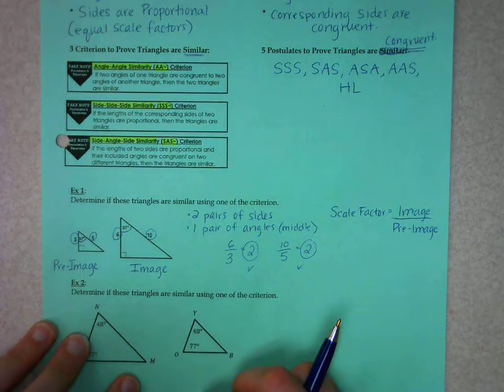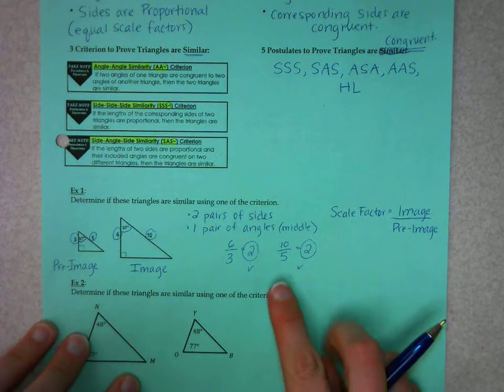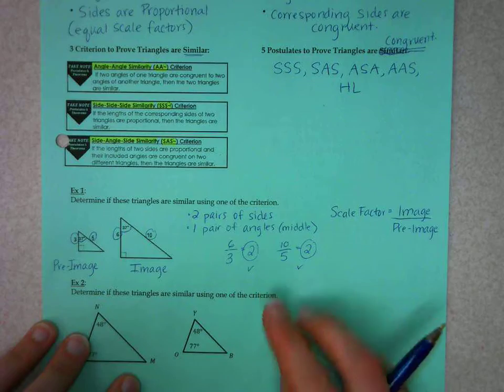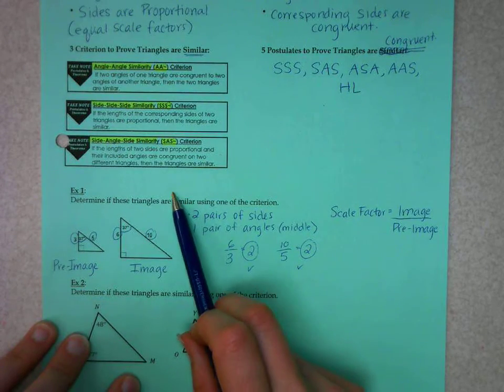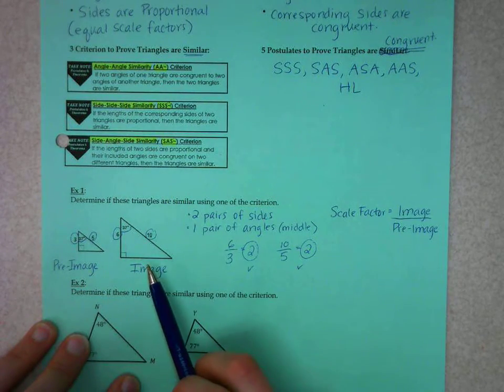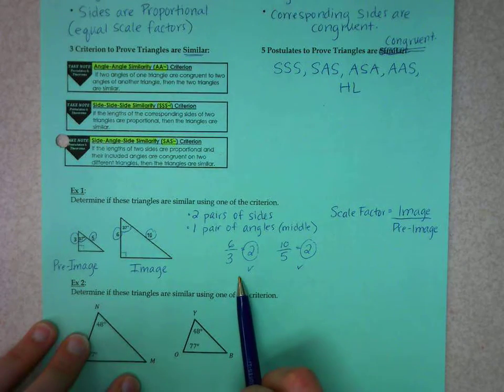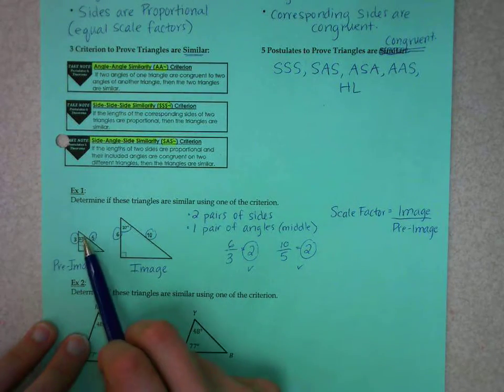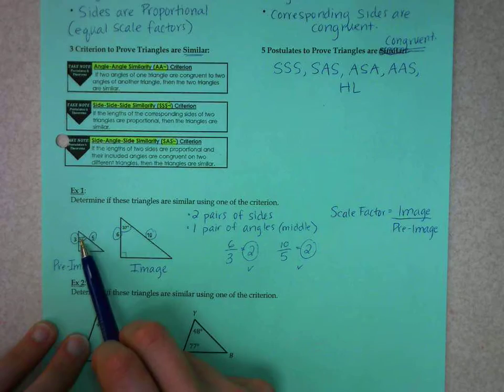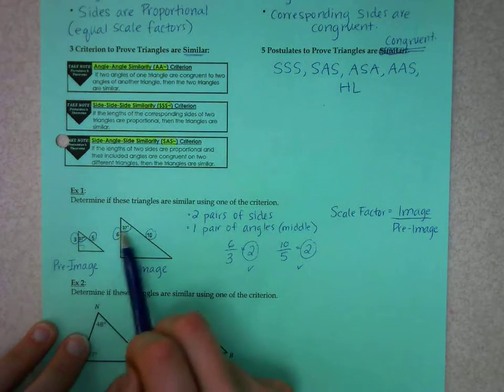If you started doing this, and if you got two different scale factors, right away you can just say, my triangles are not similar. Okay? But so far, they are similar. Now, you'll notice that we're given that one pair of angles, and it's directly in the middle. And those angles are equal.